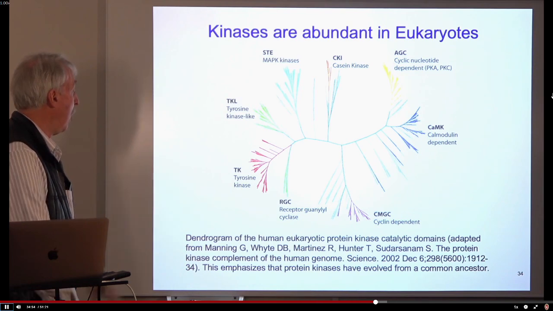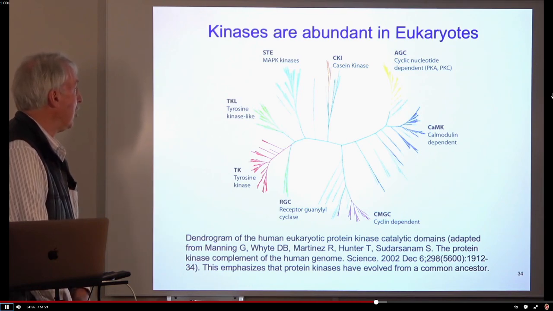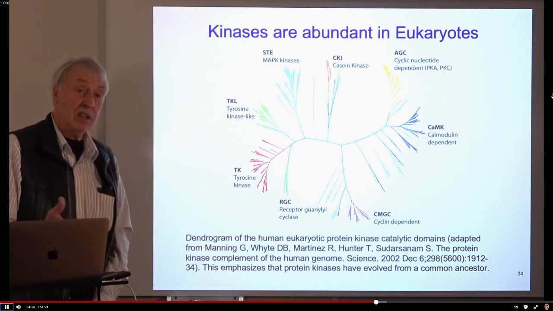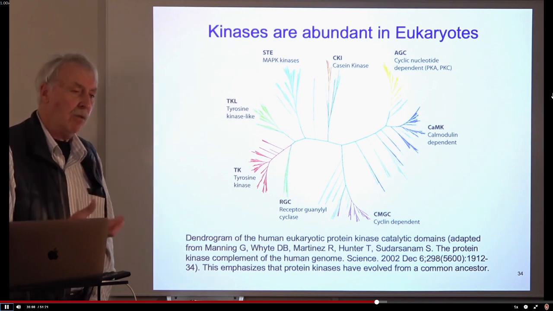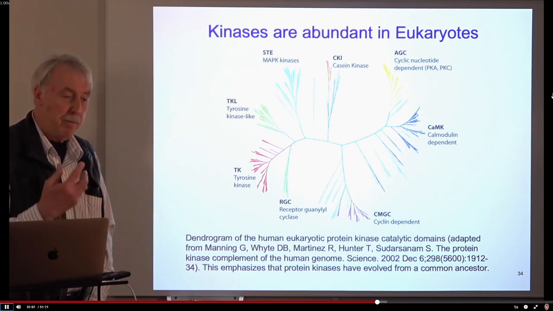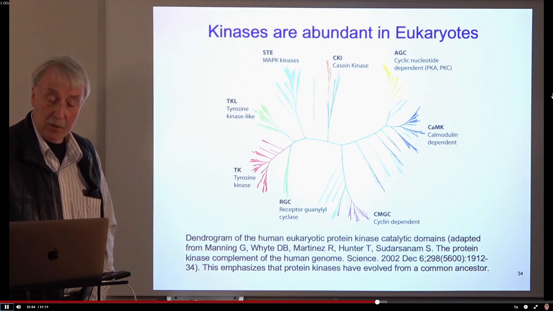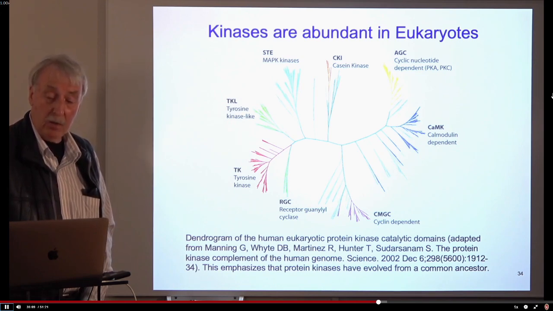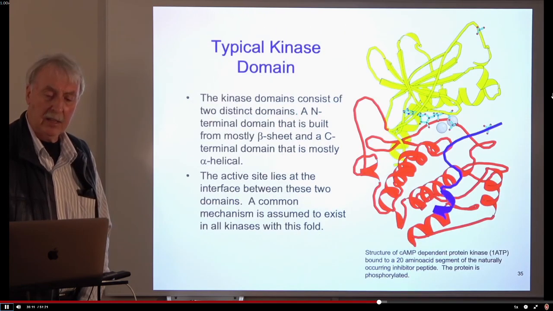And they all appear to have evolved from a common ancestor. And what that means is they all have the same overall fold for binding and transferring the gamma phosphate to their substrate. Although, of course, what they recognize will vary enormously in how they are regulated.